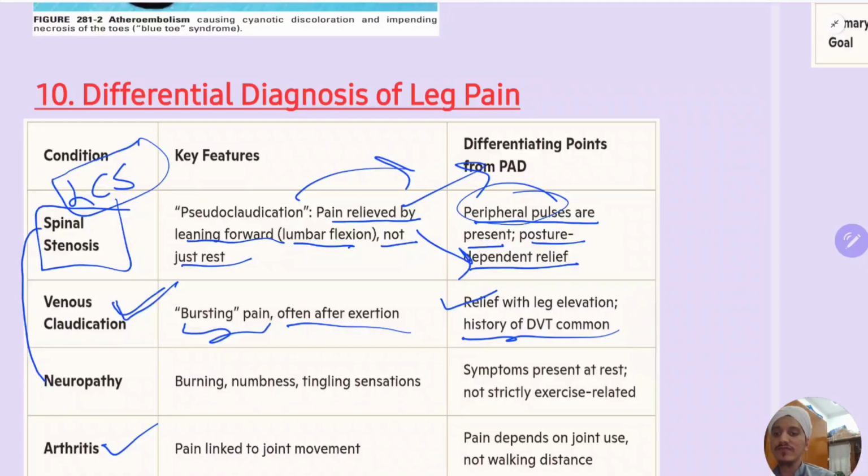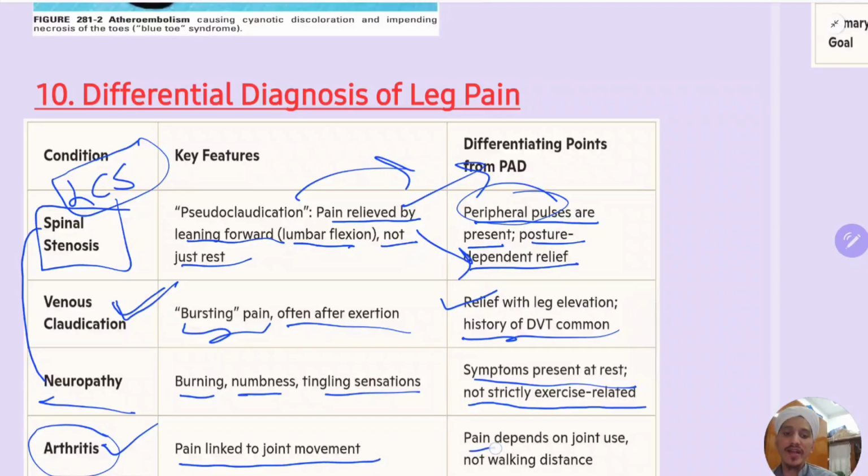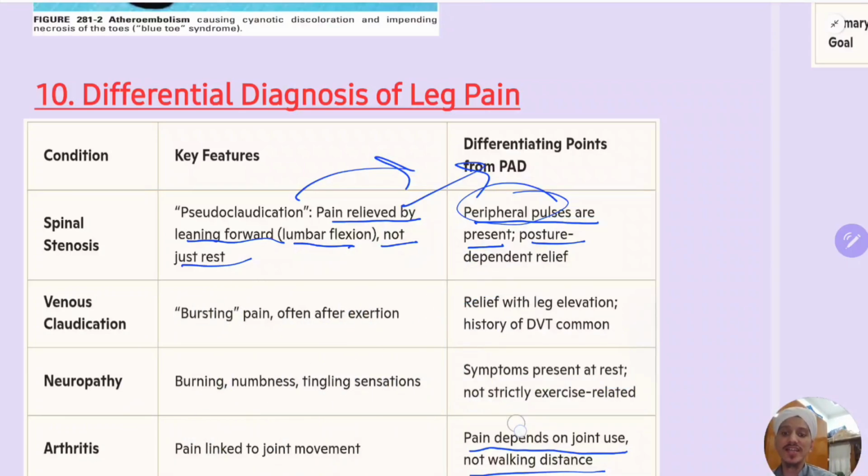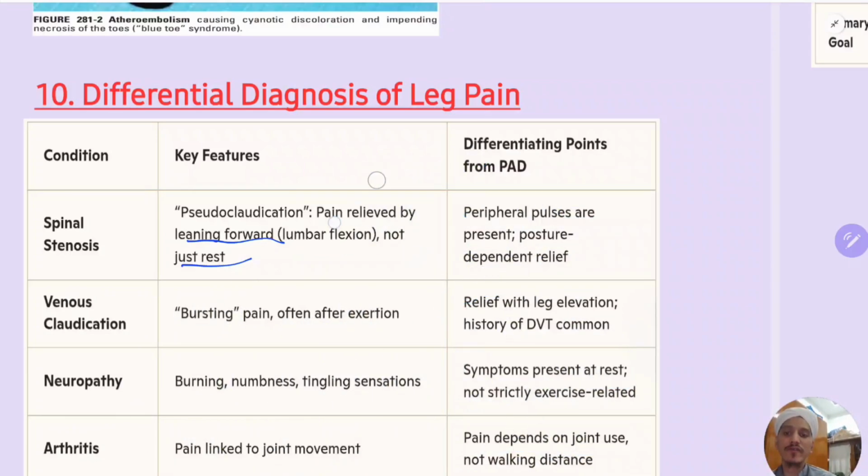Neurogenic claudication: one is LCS, the next is neuropathy. You'll have burning, numbness, tingling sensation in bilateral feet or palms. Symptoms are present even at rest, not strictly exercise related. That's how you can differentiate. Arthritis is pain linked to joint movement; pain depends on joint use, not walking distance. So vascular claudication you have discussed. In venous problems they have a bursting type of pain, not claudication-type pain. So you should differentiate it from spinal stenosis, venous claudication, neuropathy, and arthritis.